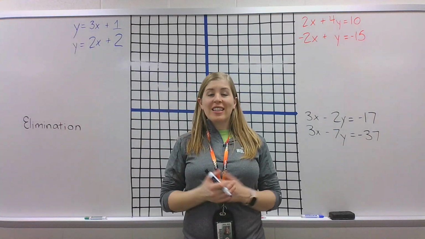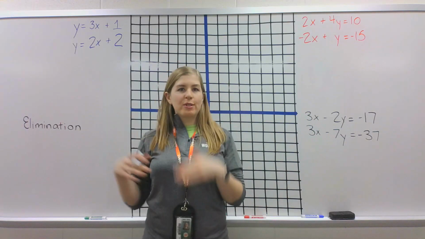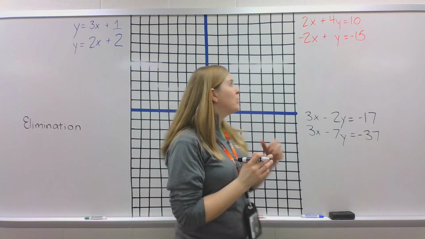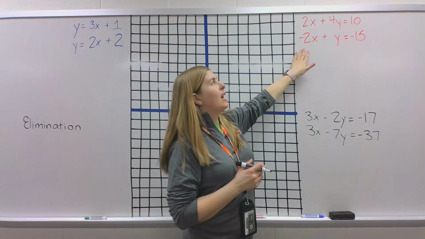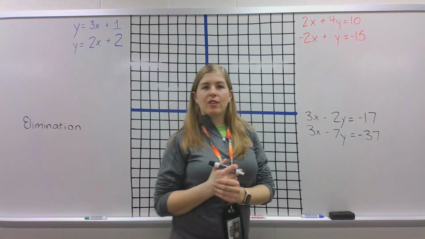Hi, we are solving systems of equations by elimination today. So I'm going to go through some problems and let me know if you have any questions. So we'll start over here. We have 2x plus 4y equals 10, and then negative 2x plus y equals negative 15.